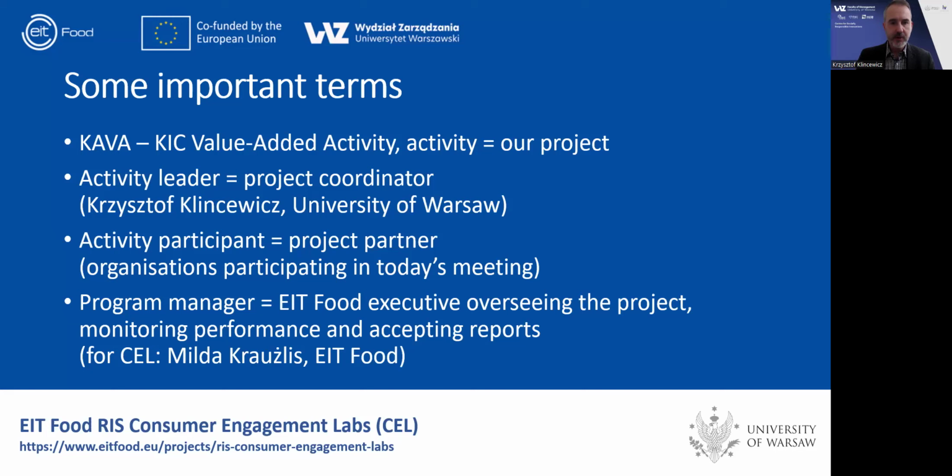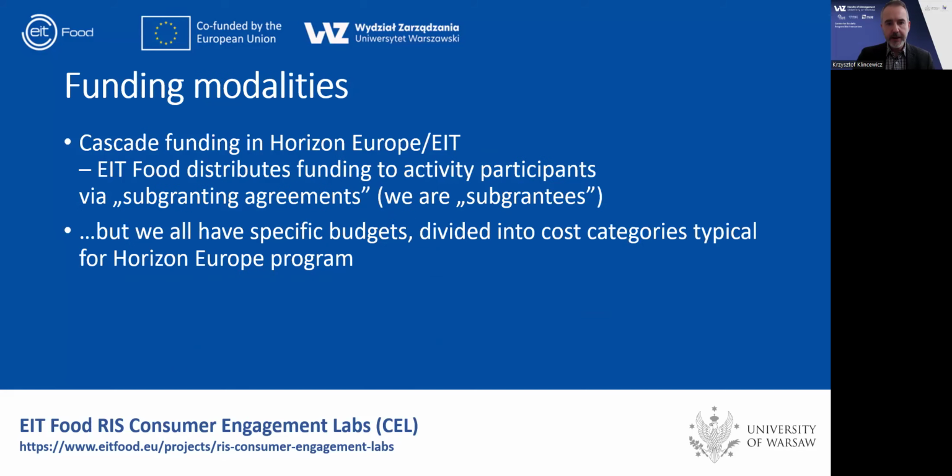She's asking about the project progress, but EIT Food is not interfering in everyday operations of the project. So we are all going to benefit from a research grant, and formally it's going to be called cascade funding, meaning that EIT Food is getting a multi-million euro grant from European Commission, from EIT, and EIT Food is redistributing the funding to participants in a number of activities, including our one.